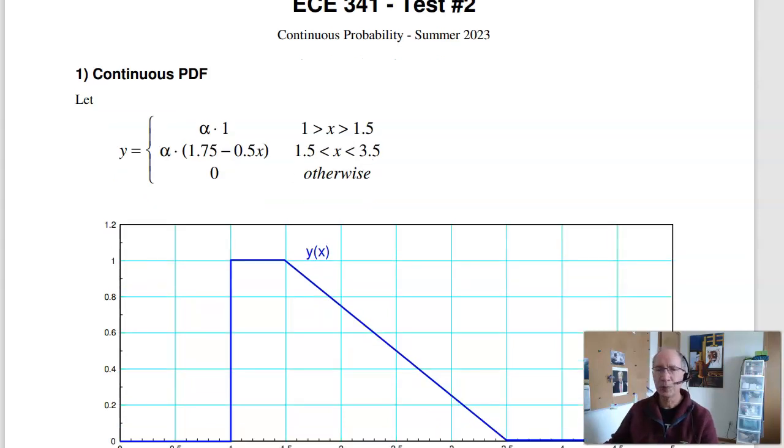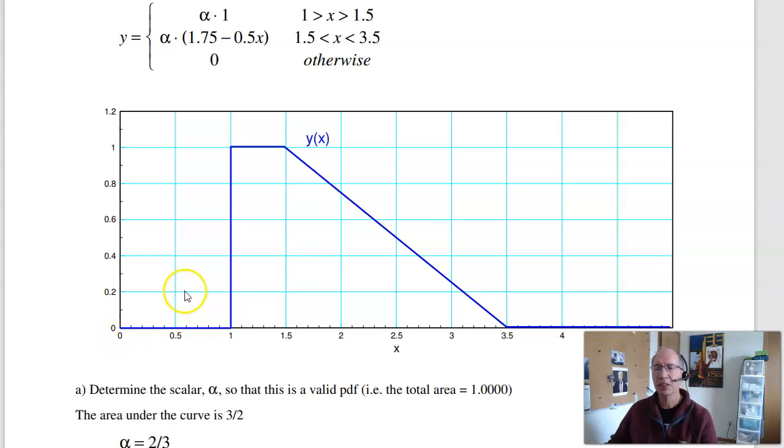The first problem, units PDFs. Suppose I have a scalar to find to make this a valid PDF. What that means is, if I currently look at the area, it's 1/2 plus 1. This area is 1.5. So to make this a valid PDF, I need to scale it so that the area is 1, multiplied by 2/3.